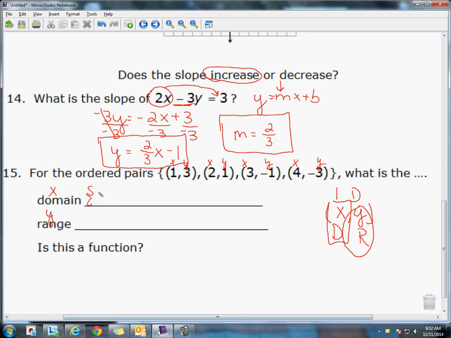So domain are my x's, which is 1, 2, 3, and 4. Range are my y's. We have 3, 1, a negative 1, and a negative 3. You can also see this written in order from least to greatest. So you can see it as negative 3, negative 1, 1, and 3. They both would be correct. So it says, is this a function? All you need to do is look at your x values. So we had 1, 2, 3, 4. None of those repeated. So yes, it is a function because x's do not repeat.